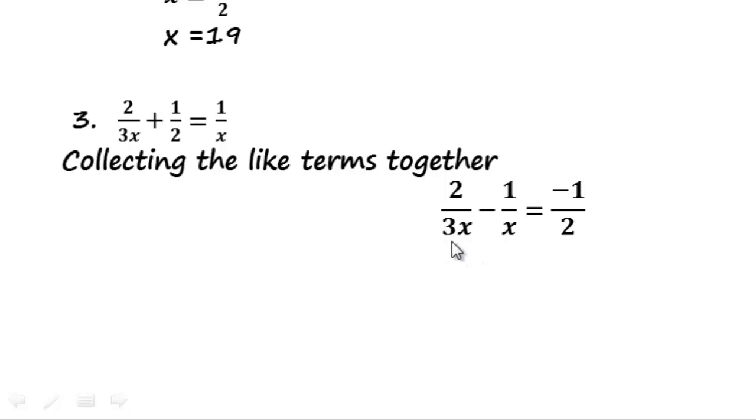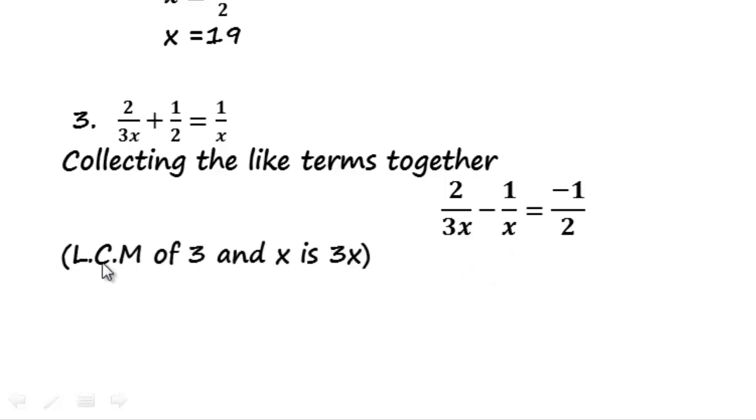That is to find the LCM with the like term, which is 3x, the denominator. Are you following me? Which is now finding the LCM of the 3 and x. How many 3x in 3x is 1. 1 times 2 is 2. Then how many x in 3x is 3, and 3 times 1 is 3, which is now minus 3.